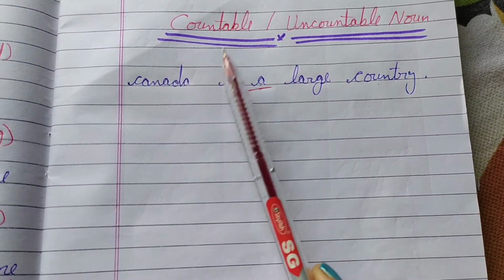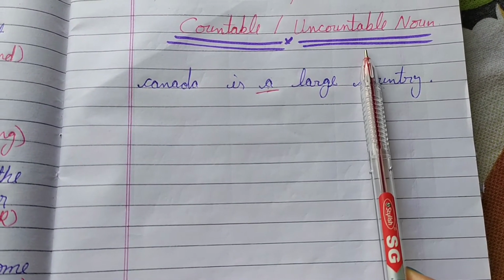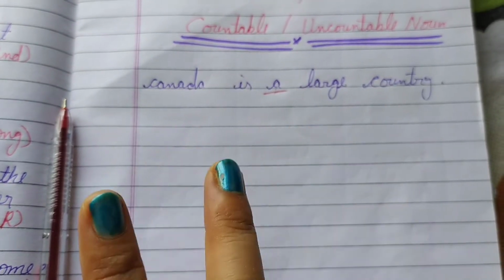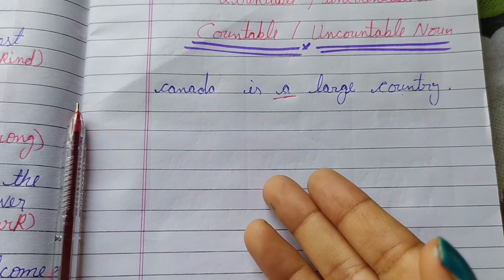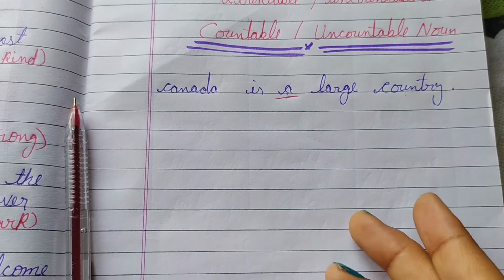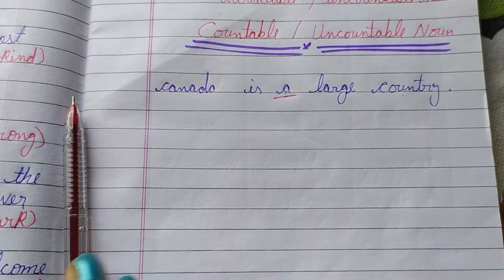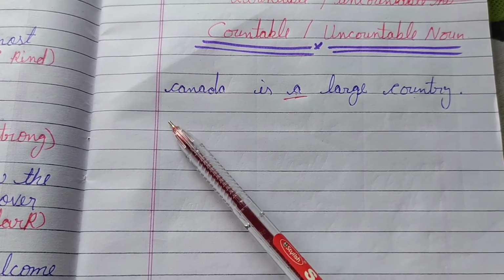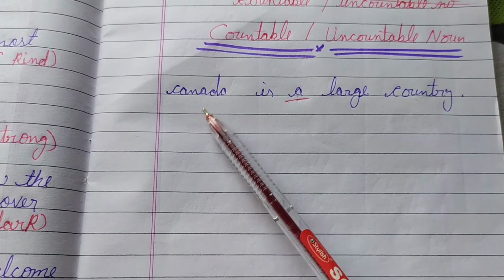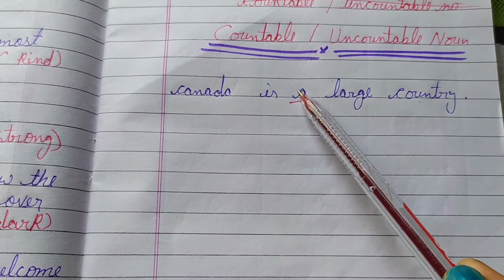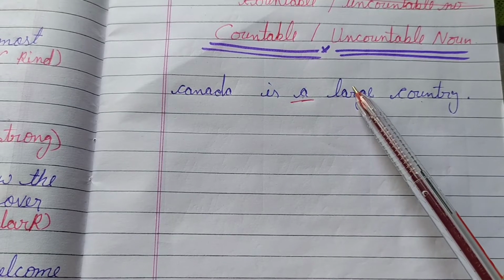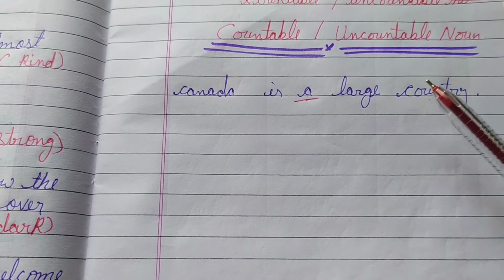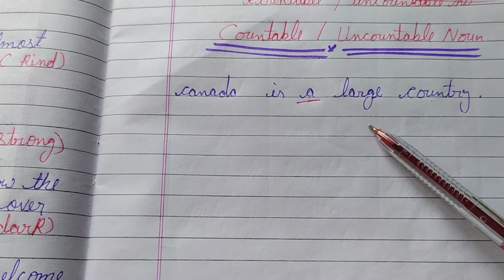There's another topic: countable or uncountable noun. In English we have two types of noun. We have a countable noun and uncountable noun. It's important to know if a noun is countable or uncountable because this is going to tell us if we use words like a in front of any word, and it will also tell us which words we cannot use with these words.